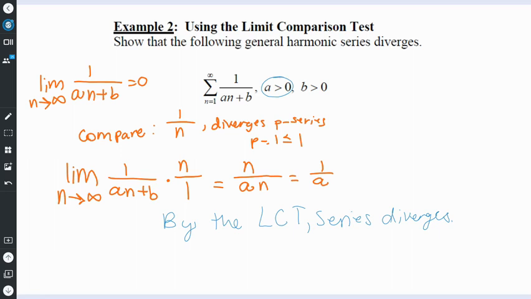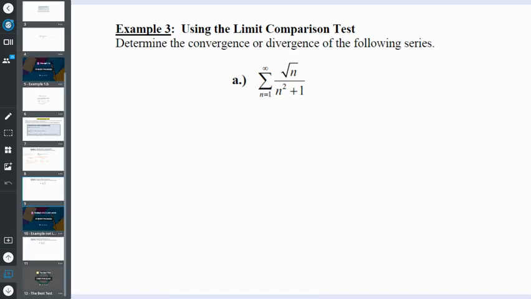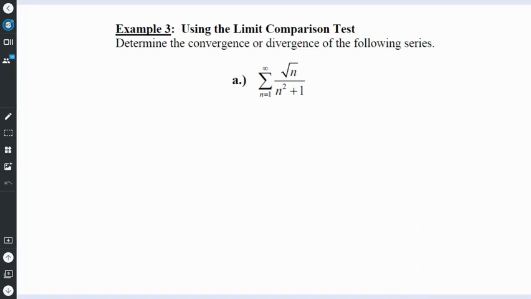Question. Try the next one. Actually, let's do this one. This one's a little bit different.